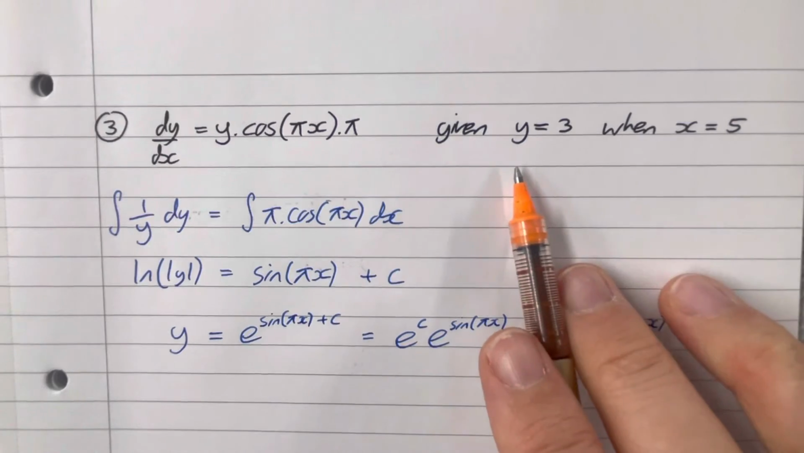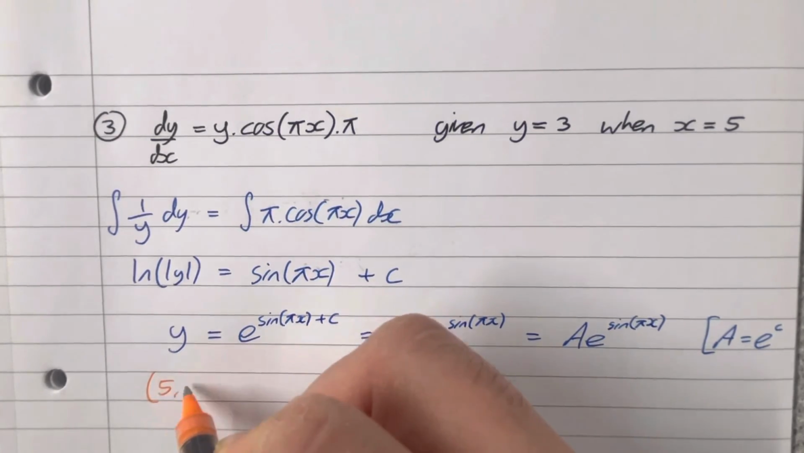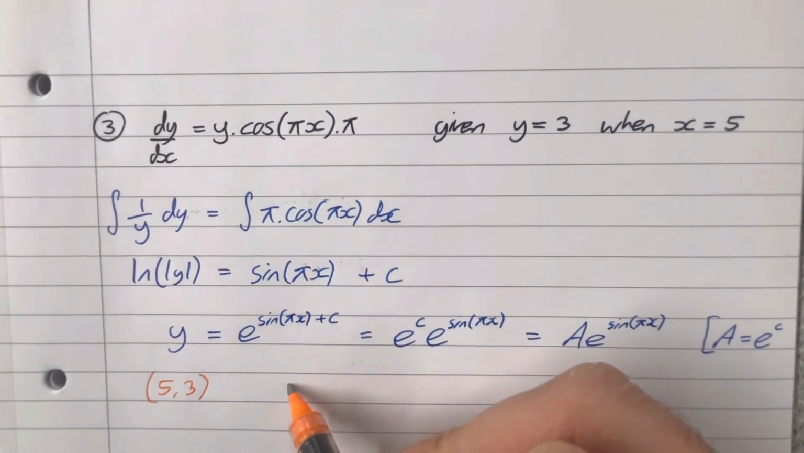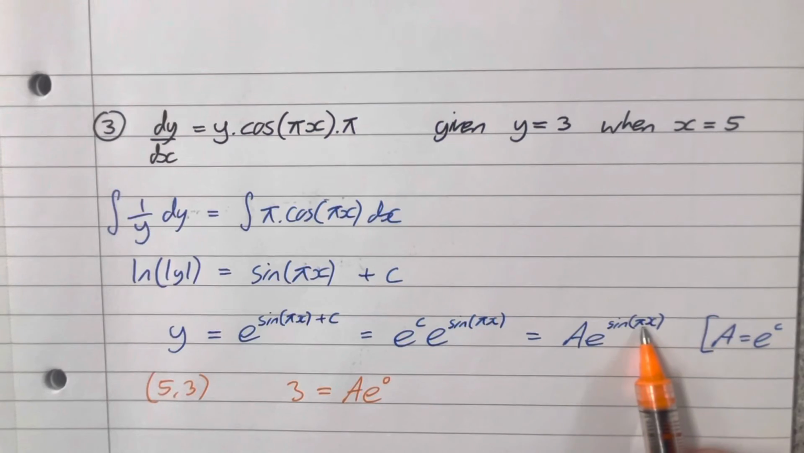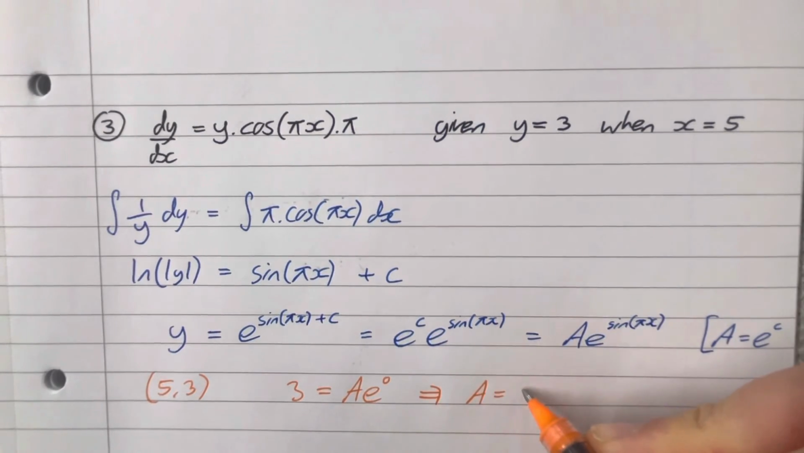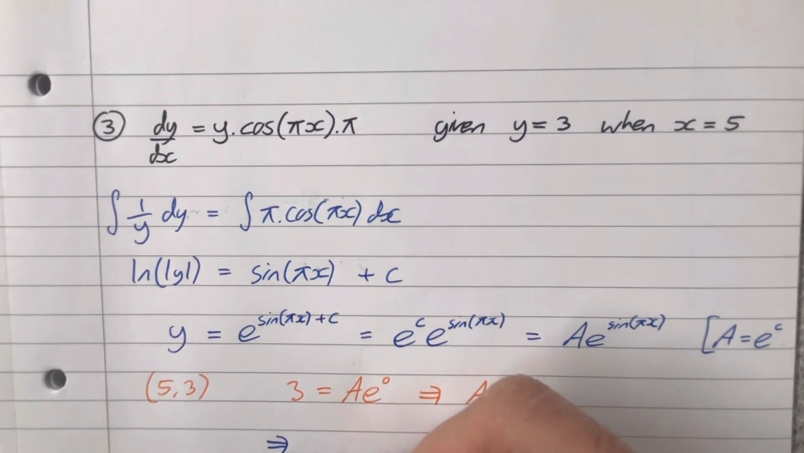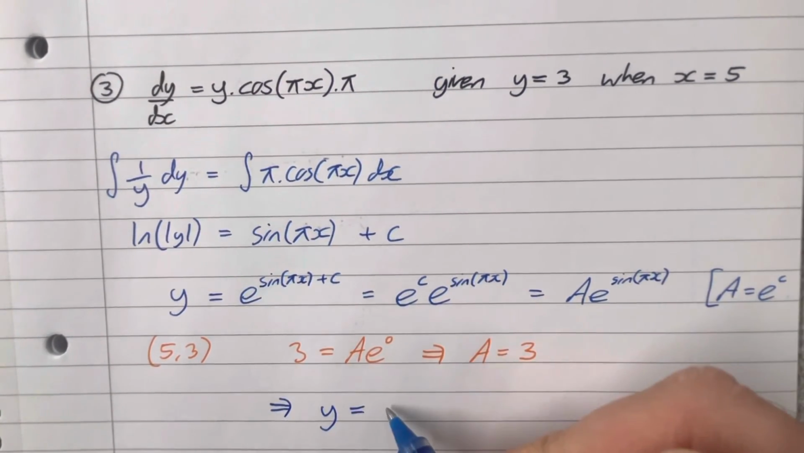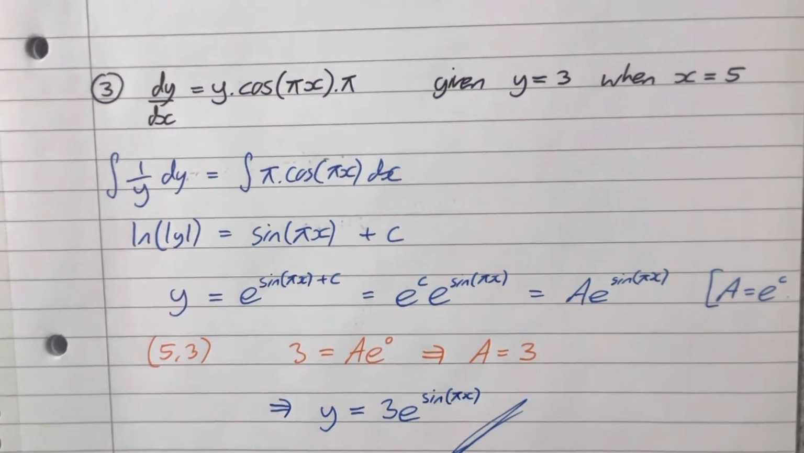And now I can use my condition. I'm told that when x is 5, y is 3. So that means that this must satisfy the solution. So if I plug in y is 3 and x is 5, x is 5 is going to be sine of 5 pi, which is 0. I end up with 3 equals a to the 0, and that tells me that a is the number 3. Or if you kept it as c, then c would be log 3. And that would tell you the particular solution to the differential equation is y equals 3e to the sine of pi x. And that's the particular solution. That is the solution that goes through the point 5, 3.